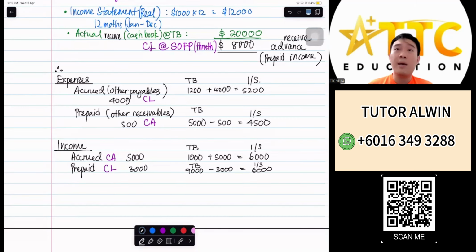Income and expense can be anything. It can be prepaid rental, prepaid commission, accrued rentals, accrued commissions, anything. You just put it under the heading. That's all.